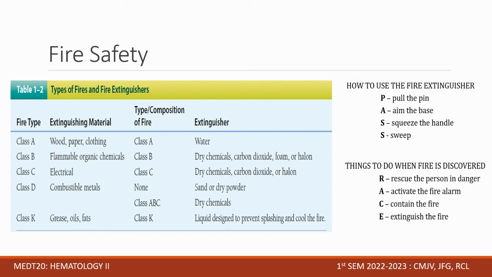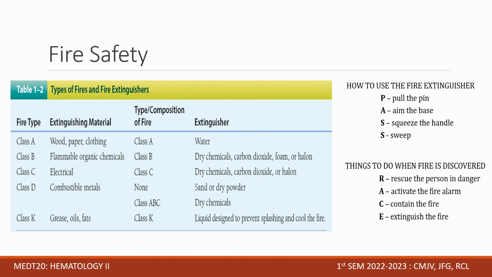We have 5 types of fire extinguisher for 5 types of fire. Class A consists of wood, paper, and clothing. The extinguisher is just water. Class B is flammable organic chemicals. The fire extinguisher is composed of dry chemicals, carbon dioxide, foam, or halon. Class C, electrical fire, uses dry chemicals, carbon dioxide, or halon. Then for class D, combustible metals, there is a special extinguishing agent. And class K is grease, oils, and fats.